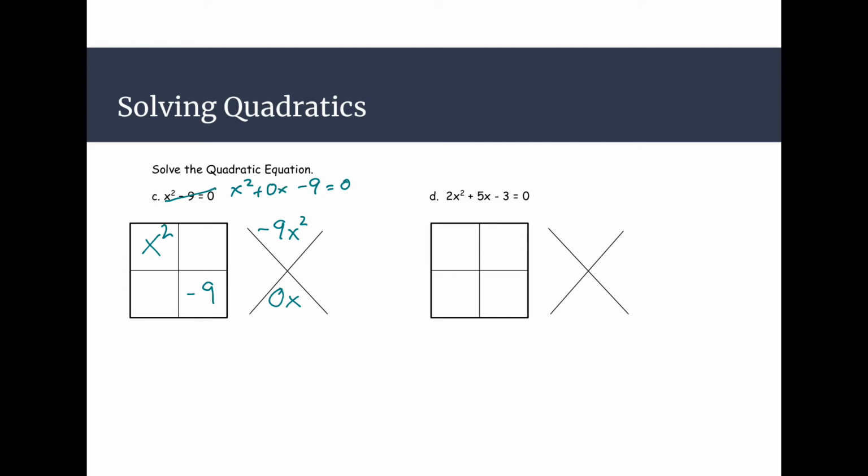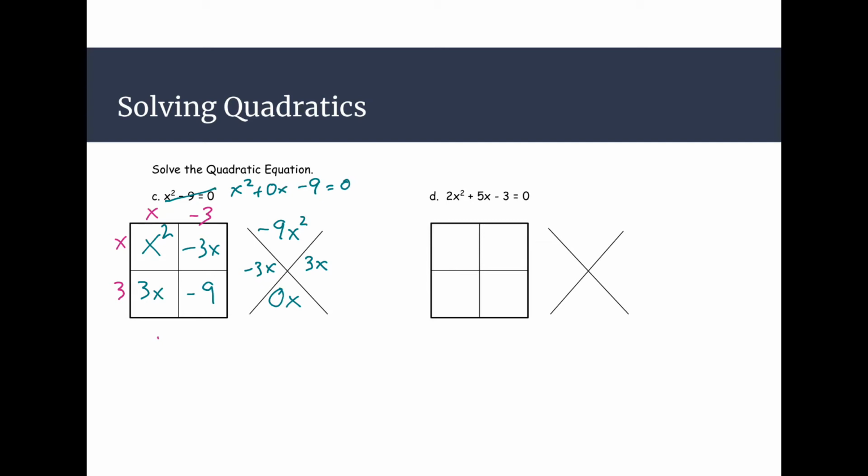So then what multiplies to get negative 9 and adds to get 0? A negative 3x and a positive 3x. How do we multiply to get this? X times negative 3 equals negative 3x. X times 3 equals 3x.